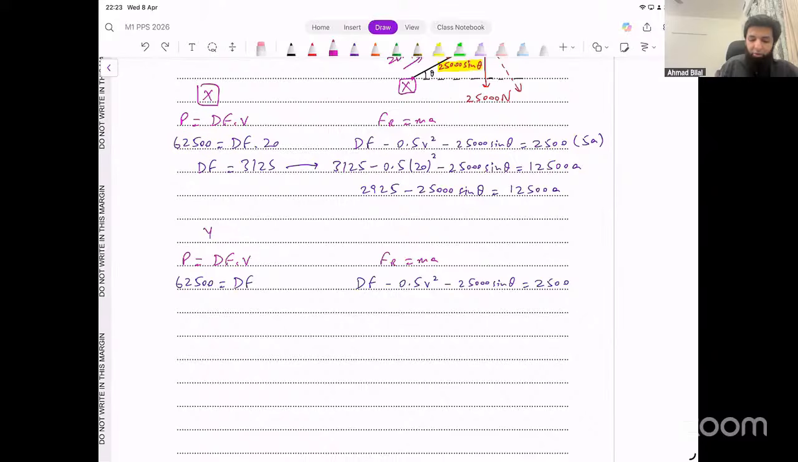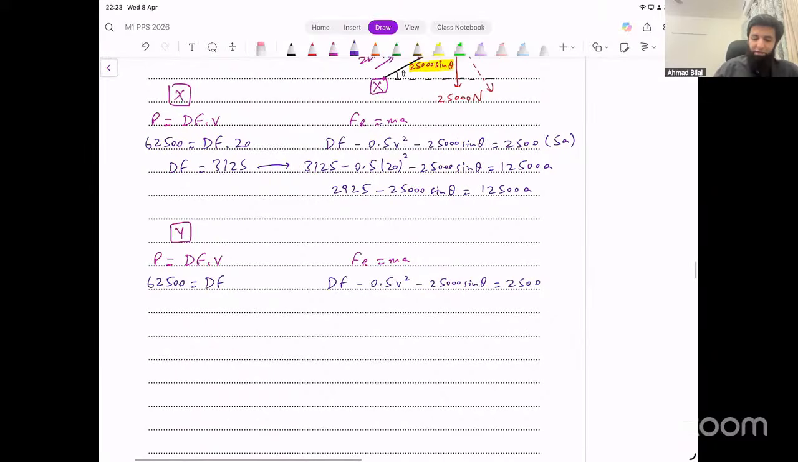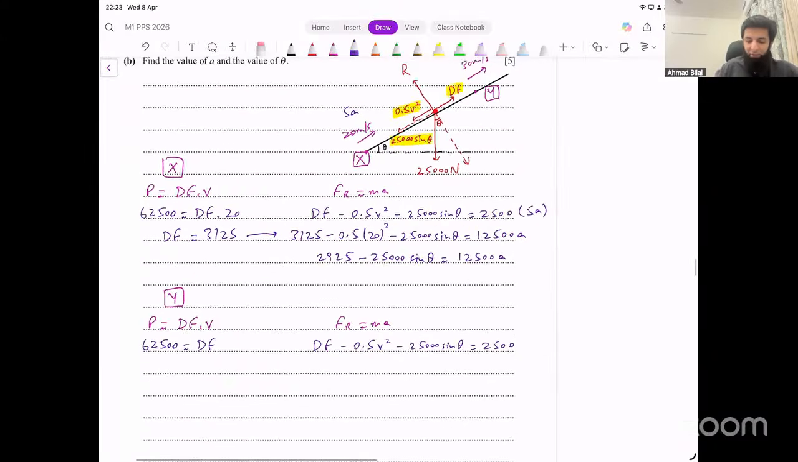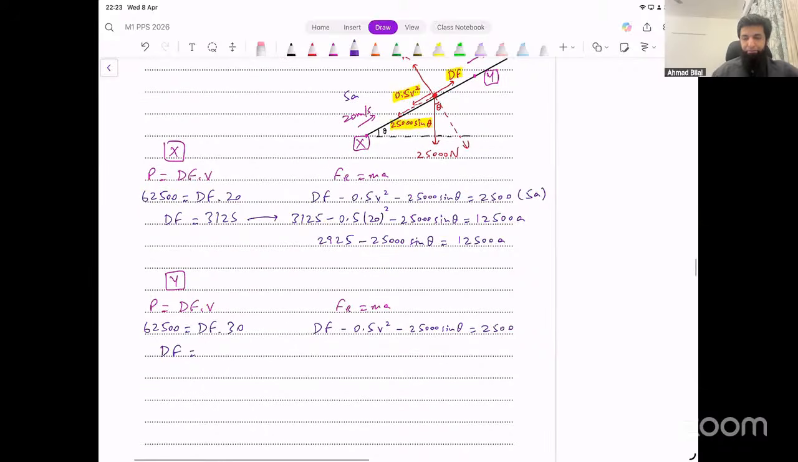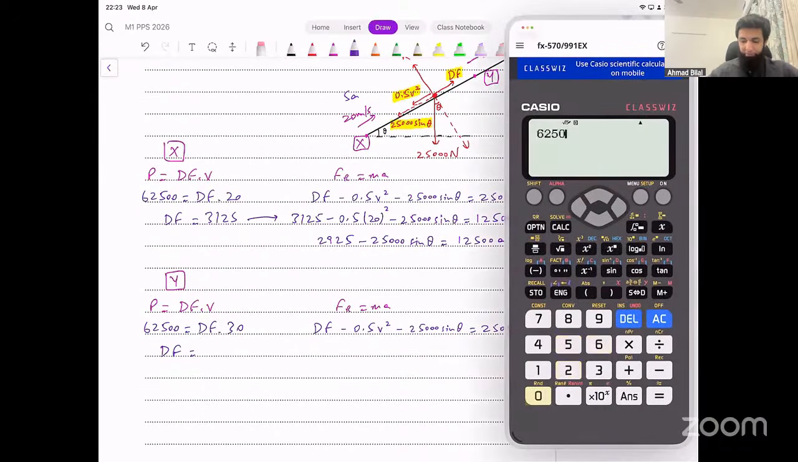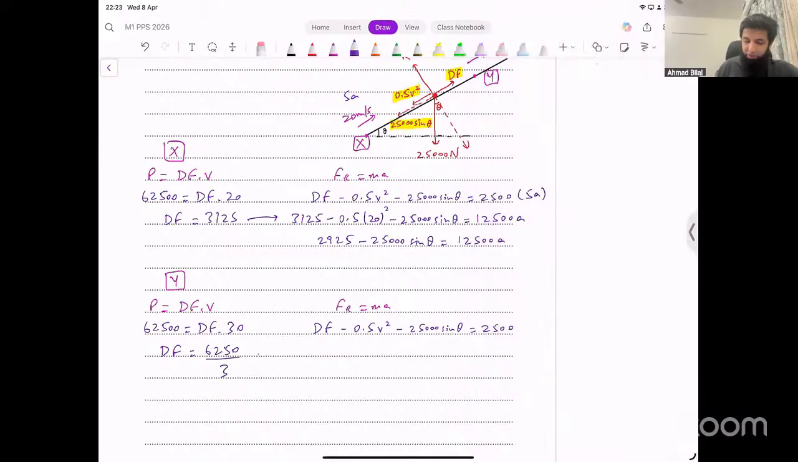At the other point now, at the top, this is the information that we've got. The power is the same as before. What about velocity? Velocity at that point becomes 30. That will give you another value for driving force. What's this driving force value? 6250 divided by 30. That's 6250 divided by 3. Okay, let's just keep it as it is. 6250 divided by 3. Now put this in the other equation.